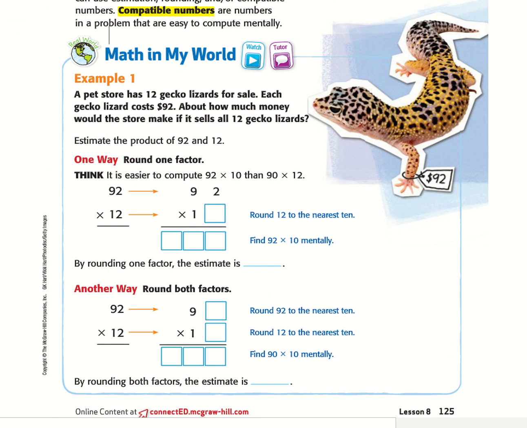So this is example 1. A pet store has 12 gecko lizards for sale. Each gecko lizard costs $92. About how much money would the store make if it sells all 12 gecko lizards? So we have to estimate the product of 92 and 12. One way is to round one factor. So think, it is easier to compute 92 times 10 than 90 times 12. So when we write our factor, it says round 12 to the nearest 10.